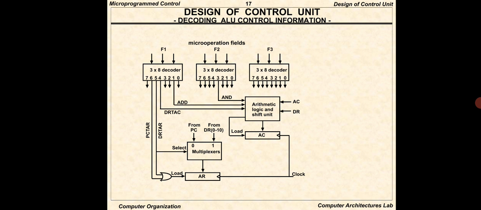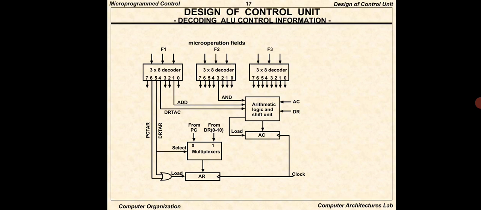So for that we will be using a decoder over here. Based upon these 3 bits, it generates any one of the micro operation fields. These micro operation fields will be given to the ALU unit, the arithmetic logic and shift unit. Based upon that particular micro operation, it performs that operation and stores the result in the accumulator.